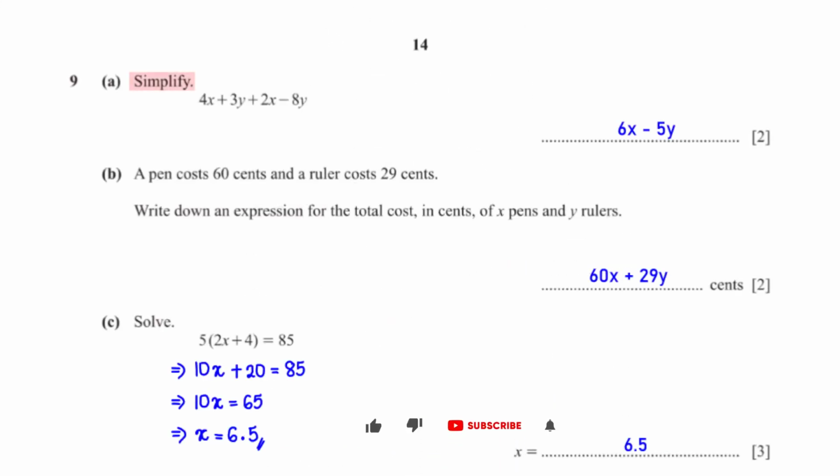Simplify. 4x plus 3y plus 2x minus 8y. When we group like terms, 4x plus 2x is 6x. 3y minus 8y is minus 5y.